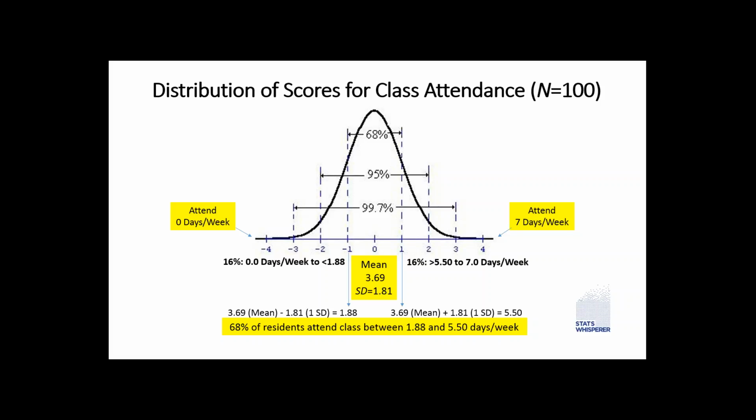And then, of course, if 68% are in the center, then 16% are outside on either side. So if you go to the left, one standard deviation below the mean, 16%, these are the significantly lower ones, go to class 0 to less than 1.88. And to the right of one standard deviation above the mean, 16% of residents go to class above 5.5 to 7 days per week. So that's the normal distribution, so that's what we want to see. But it's hard to get this with only 25 people rather than 100.